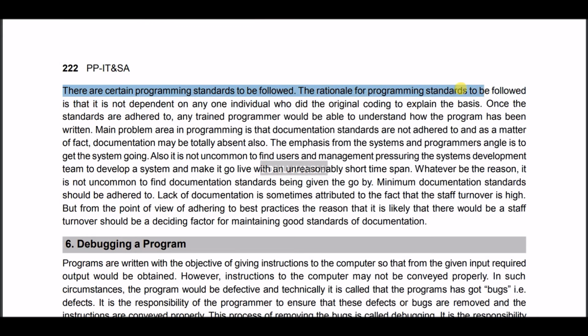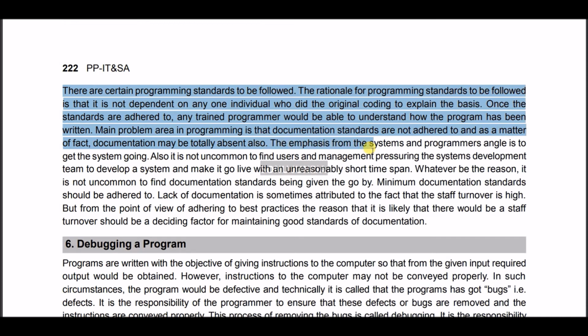The rationale for programming standards is that the organization is not dependent upon any one individual who did the original coding to explain the basis. So once the standards are adhered to, a trained programmer would be able to understand how the program has been written. The main problem area in programming is that documentation standards are not adhered to. As a matter of fact, documentation may be totally absent also.